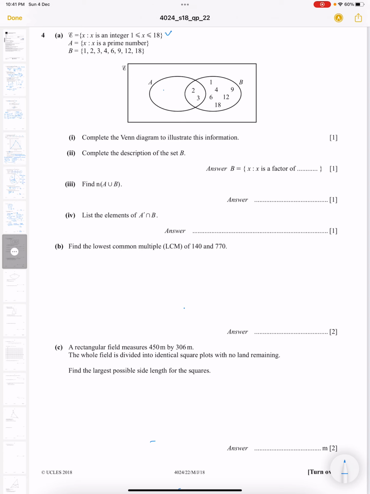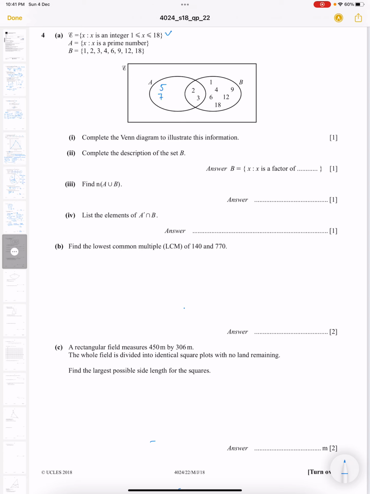So here in this part, there should be some elements which are not yet common with B. So in A we have prime numbers. But we cannot go beyond 18 since the universal set extends only till 18. So 2 and 3 are already here. 5 is also prime. It should come in A.